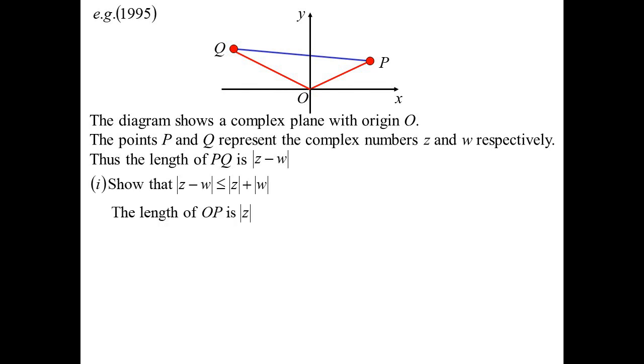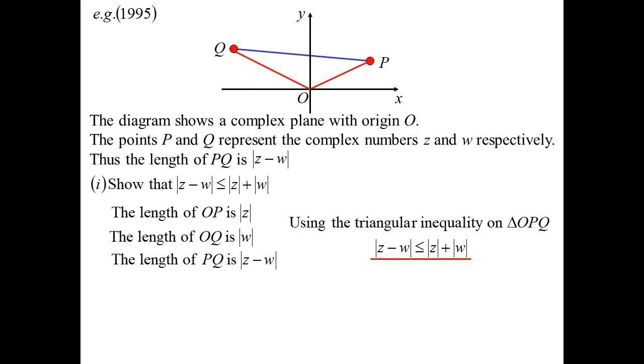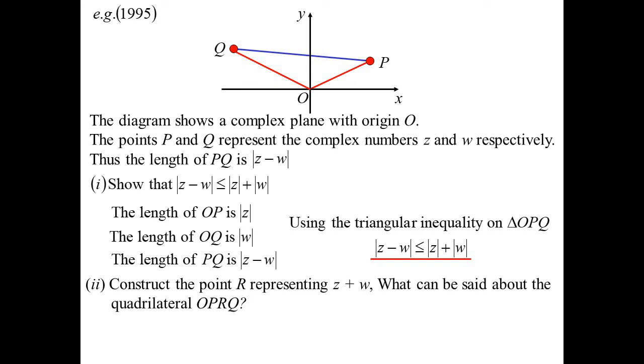And then I'd say, well, look, the length of OP would be the modulus of Z. The length of OQ is the modulus of W. And the length of PQ, modulus of Z minus W. So therefore, by the triangular inequality, this must be true. So I'd do probably something like that. Construct the point R representing Z plus W. What can be said about the quadrilateral? Well, Z plus W must be the other diagonal of the parallelogram.